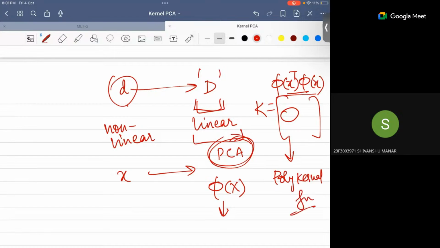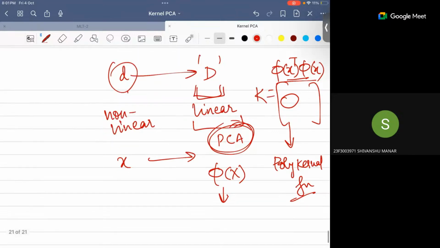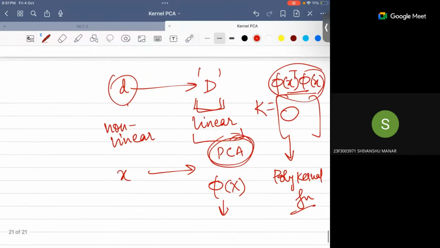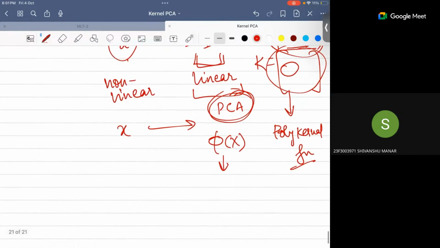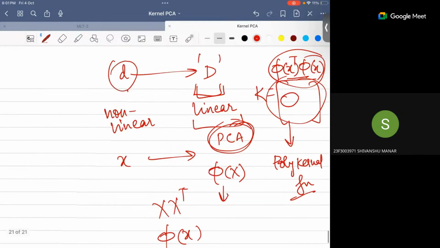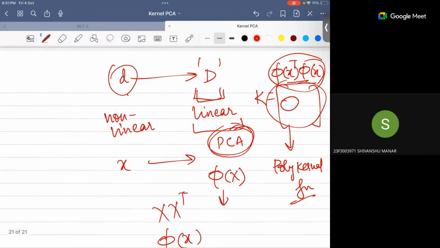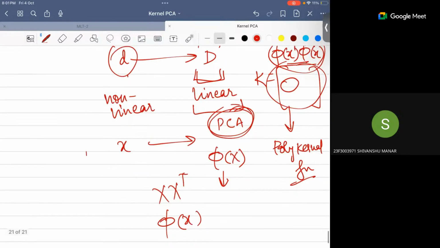Got it, sir. So you have this matrix. But in the end, what do you need? If you have to calculate the PCA, you need the eigenvector corresponding to X transpose, not X transpose X. But you have X transpose X, right? But we know some properties. From X transpose X, we can come up to XX transpose.